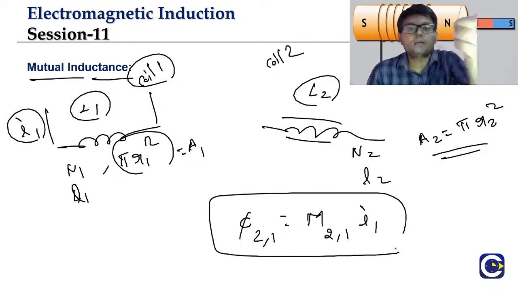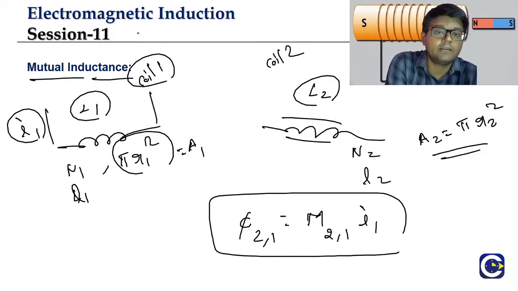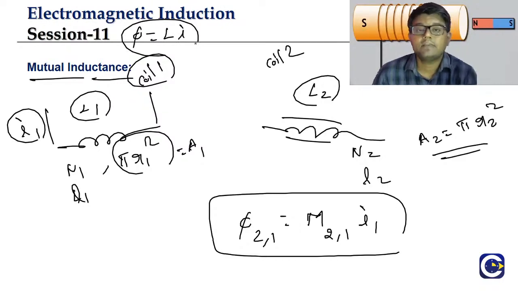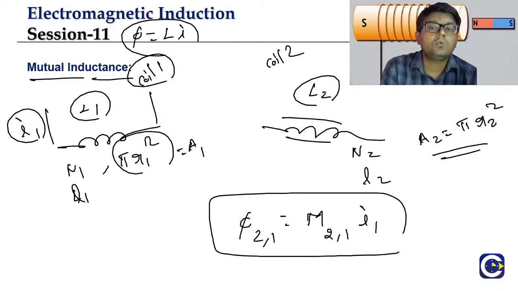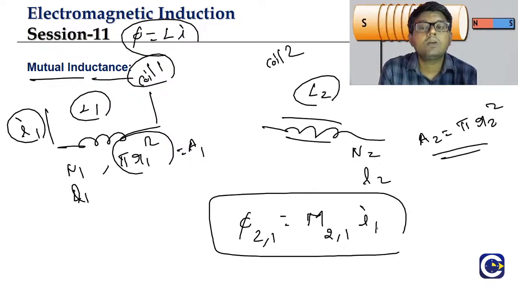This formula looks similar to what we had for a single coil, right? What we said, flux is equal to what? L into I. This is the expression we had, right? Here, the flux through coil 2 because of coil 1 current, we'll express it as what? The mutual inductance of coil 2 because of coil 1, M2,1, into I1.